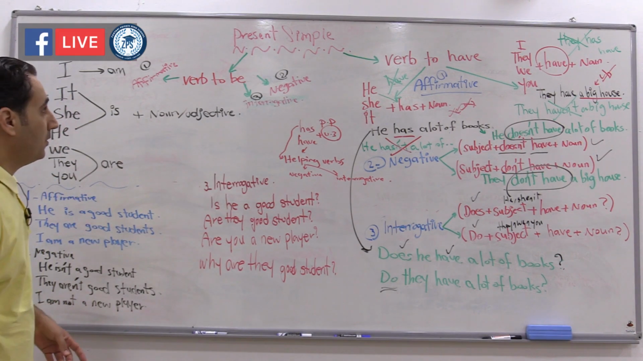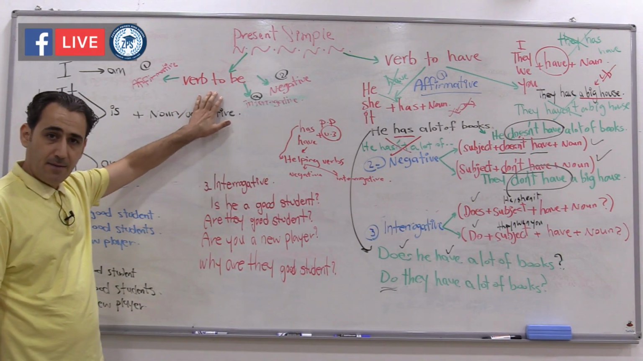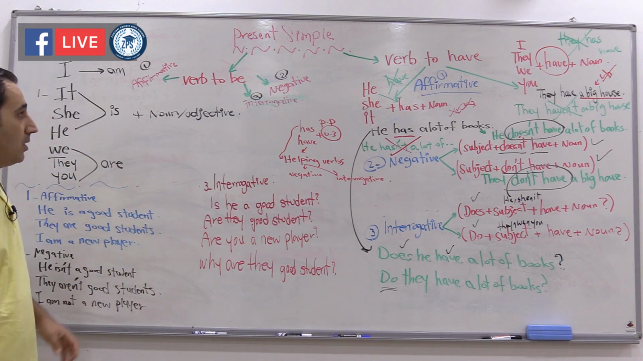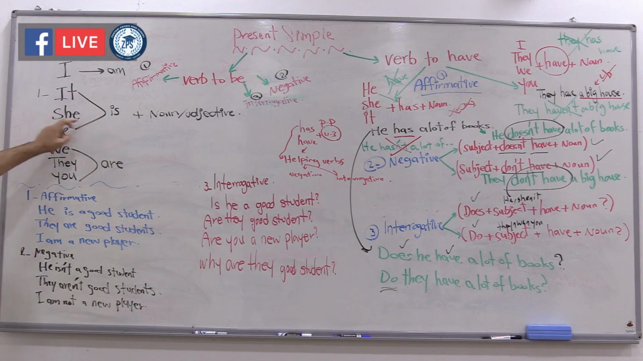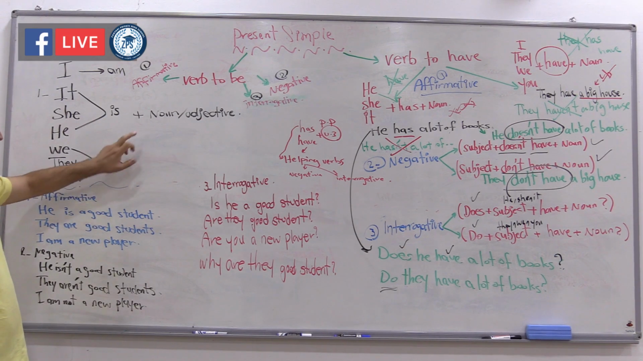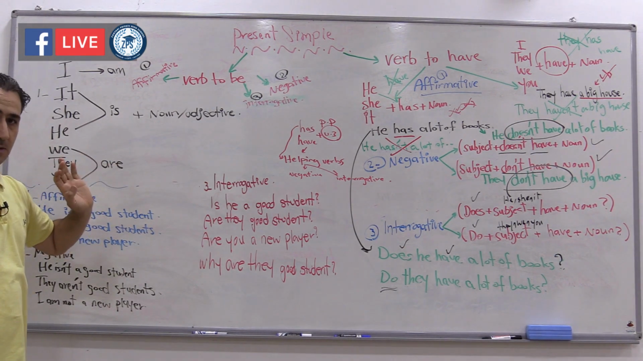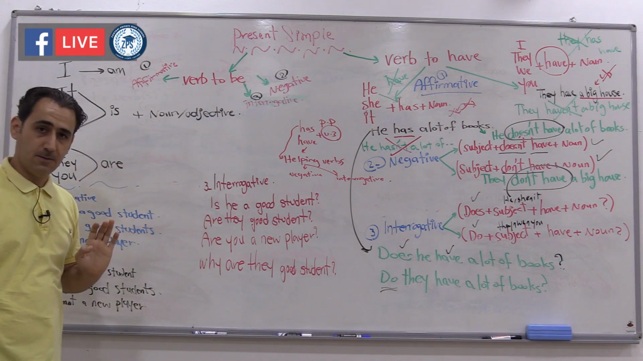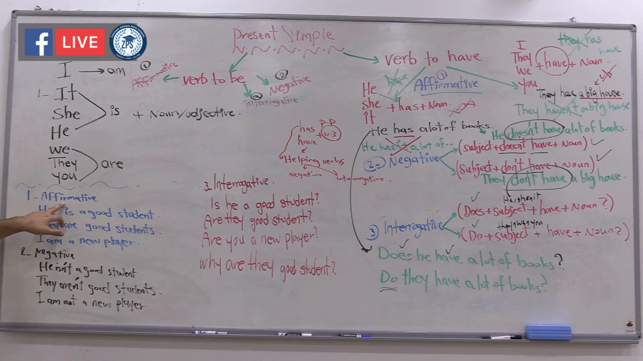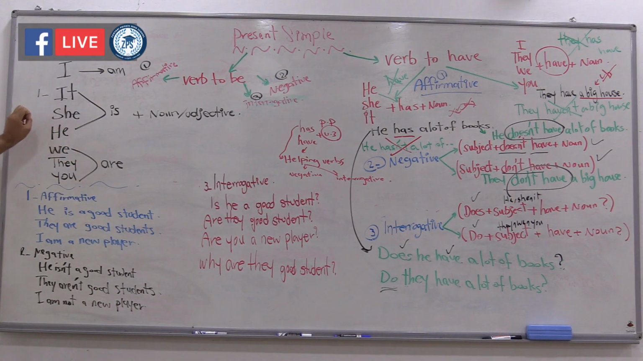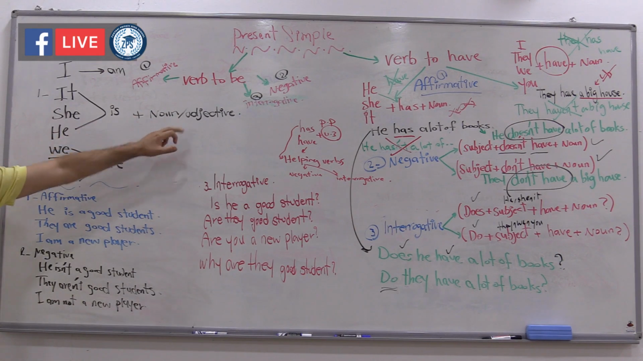Yes? With present simple, we can use the verb to be, like am, is, are. We can use am with I, is with it, she, he, and are with they, we, you. Yes. With nouns and adjectives. Okay? Look, an example with an affirmative sentence. He is a good student. Yes, he is a good student.